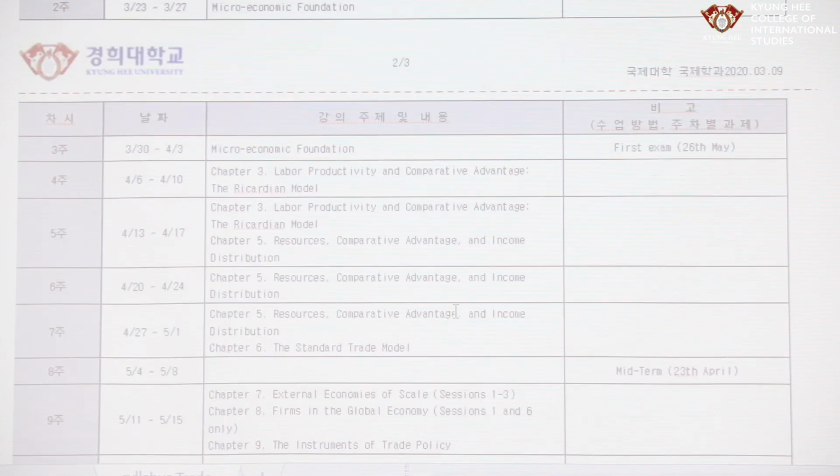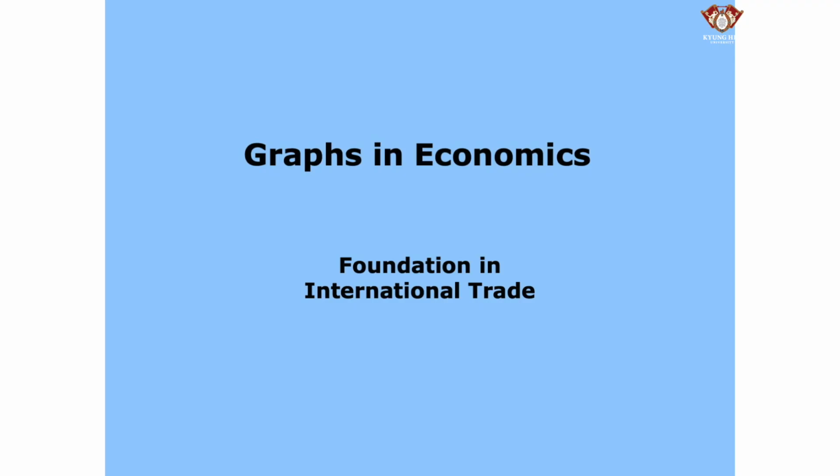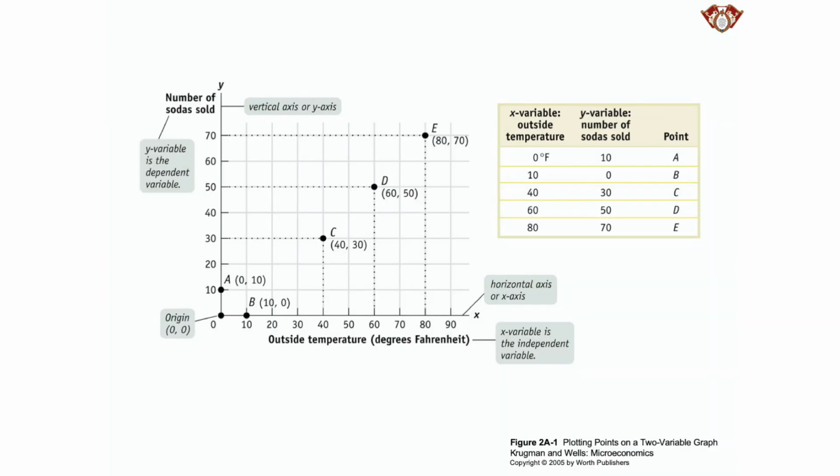And so from now on, we start the first lecture, microeconomic foundation. Microeconomic foundation focuses on the utility maximization problem and the profit maximization problem, like this. But lots of students have some mathematical problems understanding this, so I'd like to explain graphs. Okay, graphs in economics. This is a foundation of microeconomics.